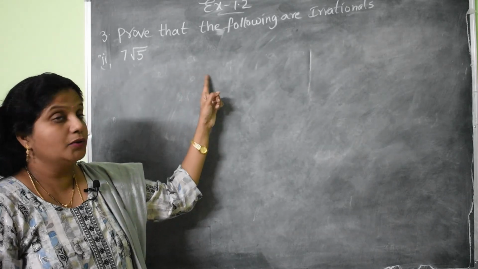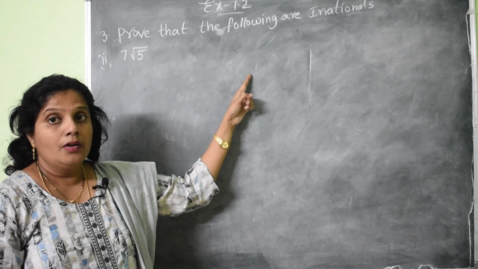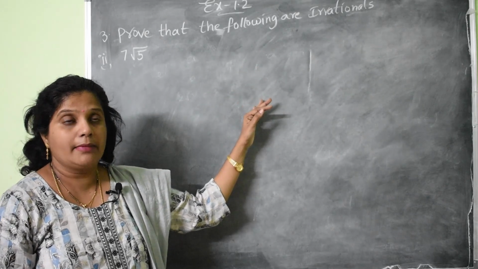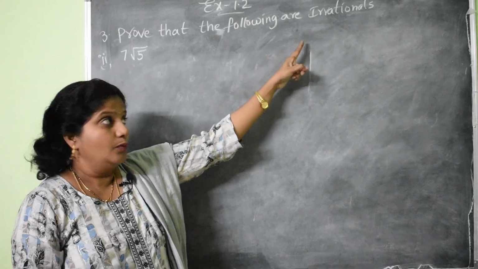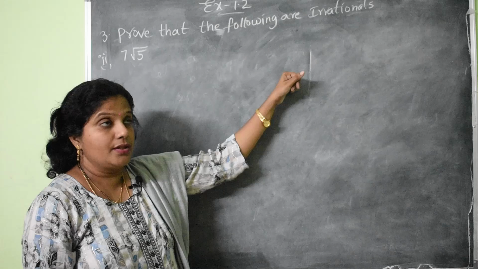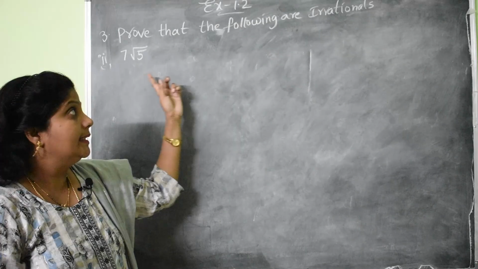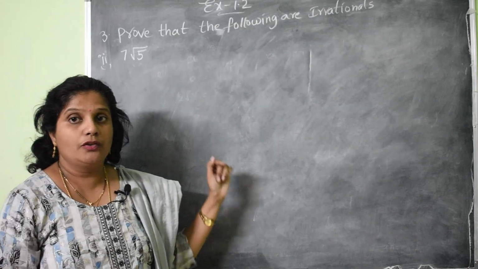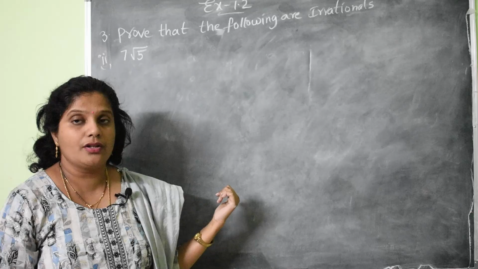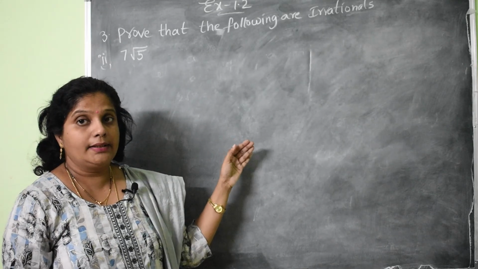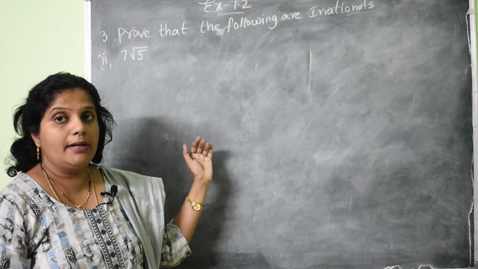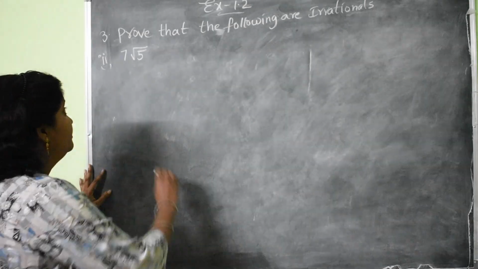In order to prove this number as irrational, we are taking the contradiction statement. What is meant by contradiction? Opposite to this statement. What is opposite to irrational? Rational. So by taking this number as rational, we are going to prove whether this is irrational or rational. So according to the theorem, we are taking the contradiction statement and we are going to prove it.